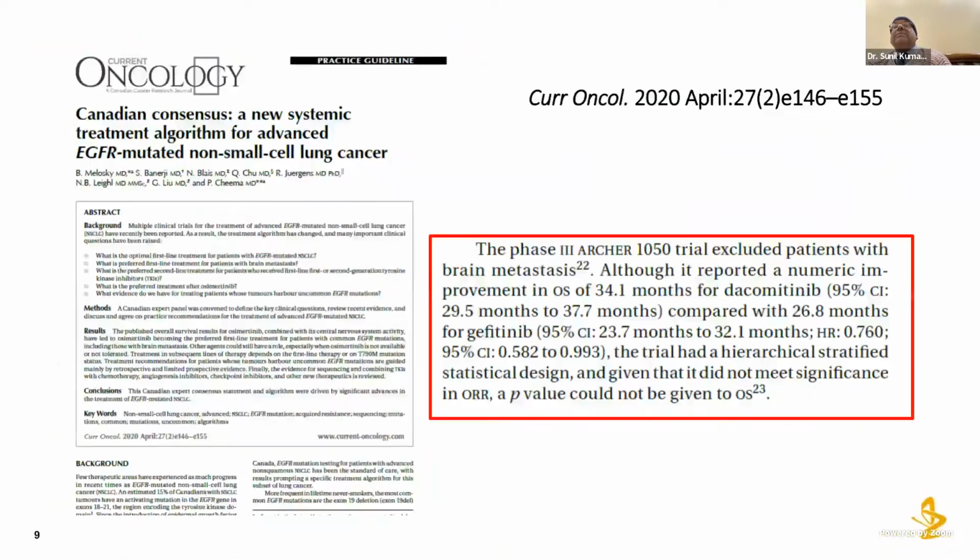So this is the Canadian consensus, a new systemic treatment algorithm for advanced EGFR mutated lung cancer, and they clearly mention that the trial had a hierarchical, stratified, statistically designed structure, and given that it did not meet significance in overall response rate, a p-value could not be given to overall survival, and that's why we are not using this drug so commonly in clinical practice as a first generation TKI. Next slide.